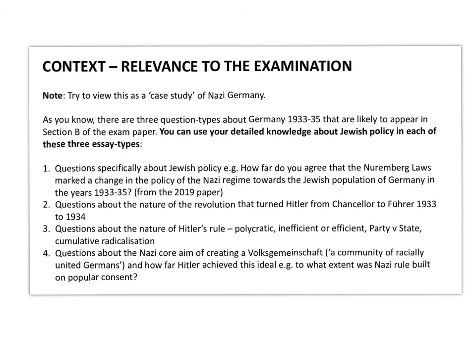You could get a question in the depth study in section B specifically about Jewish policy. And we know that because this video cast is being recorded in the summer of 2019, and this year's paper, the 2019 paper, had a question specifically about Jewish policy. How far do you agree that the Nuremberg Laws marked a change in the policy of the Nazi regime towards the Jewish population of Germany in the years 1933 to 35? So it could come up as a specific question.